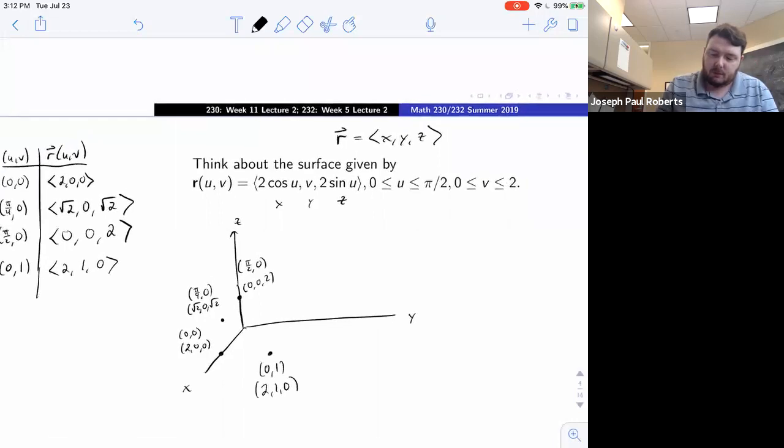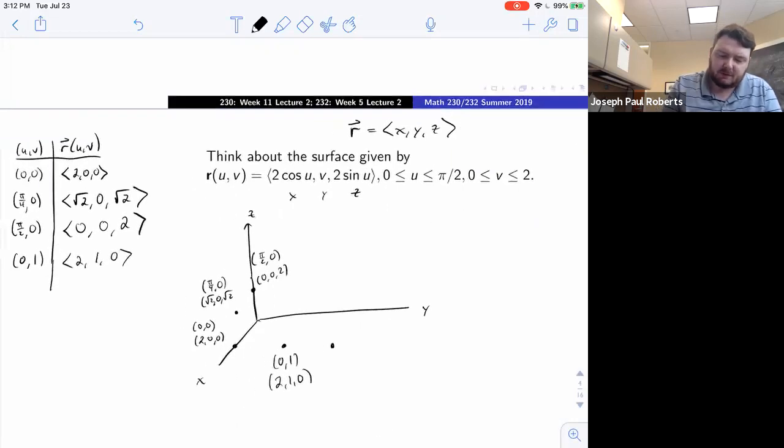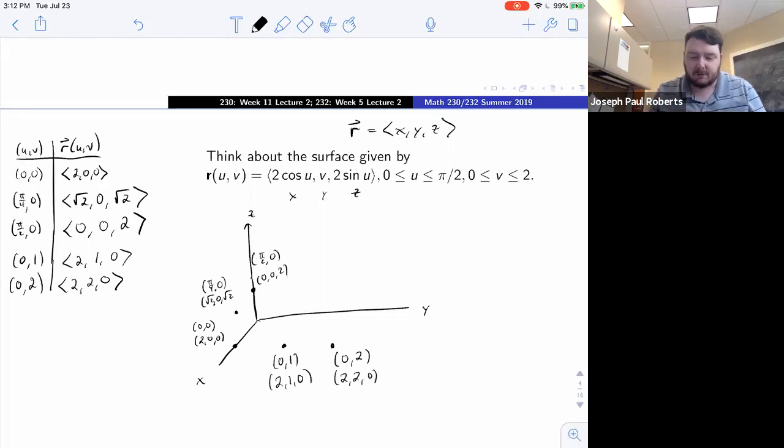I could do u is 0 and v is 2. So I'm just picking different points in this domain over here and seeing what I get. So 2, 2, 0, which would be located here. And so on and so forth. So if you wanted to, plug in as many points as you want and just draw them. So pick a UV ordered pair. This equation spits out x, y, z.